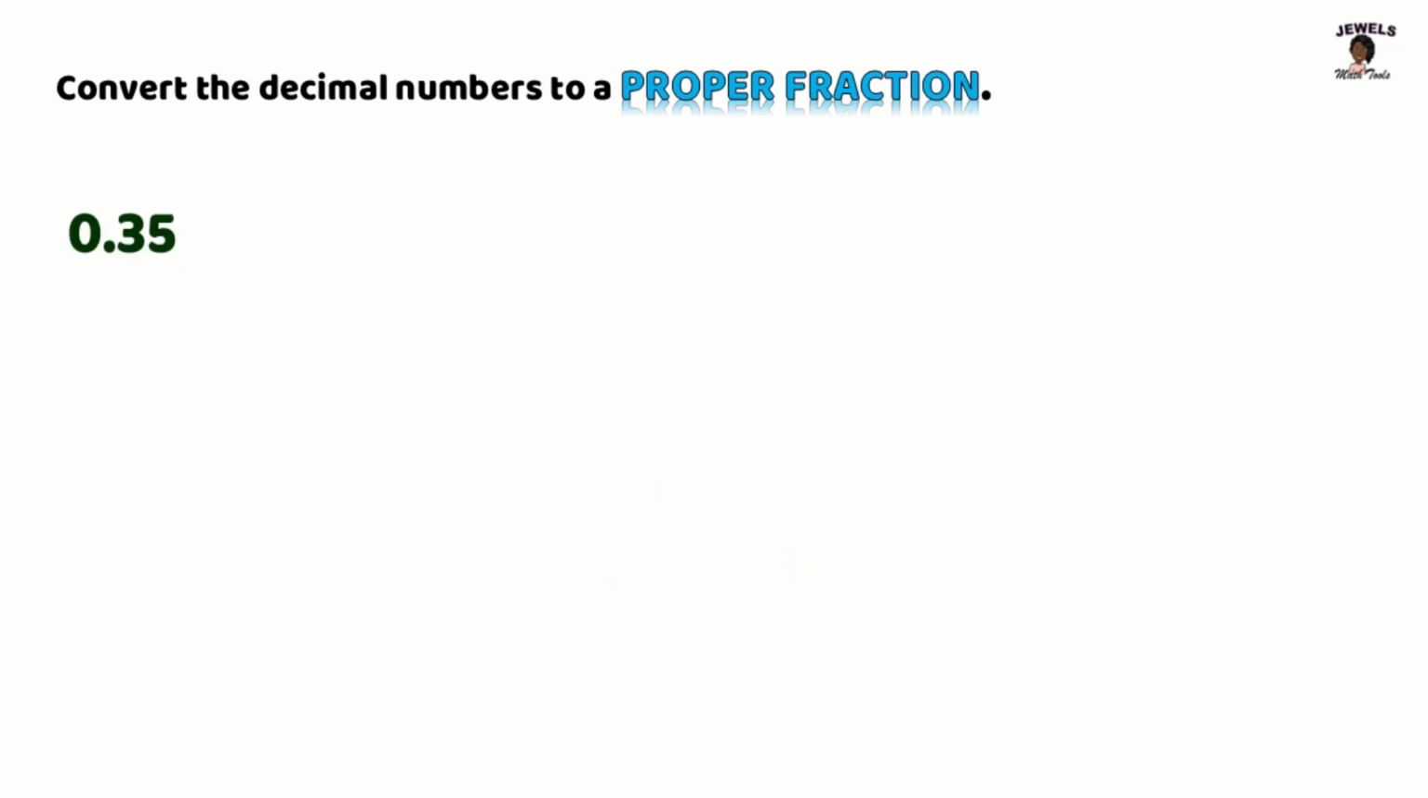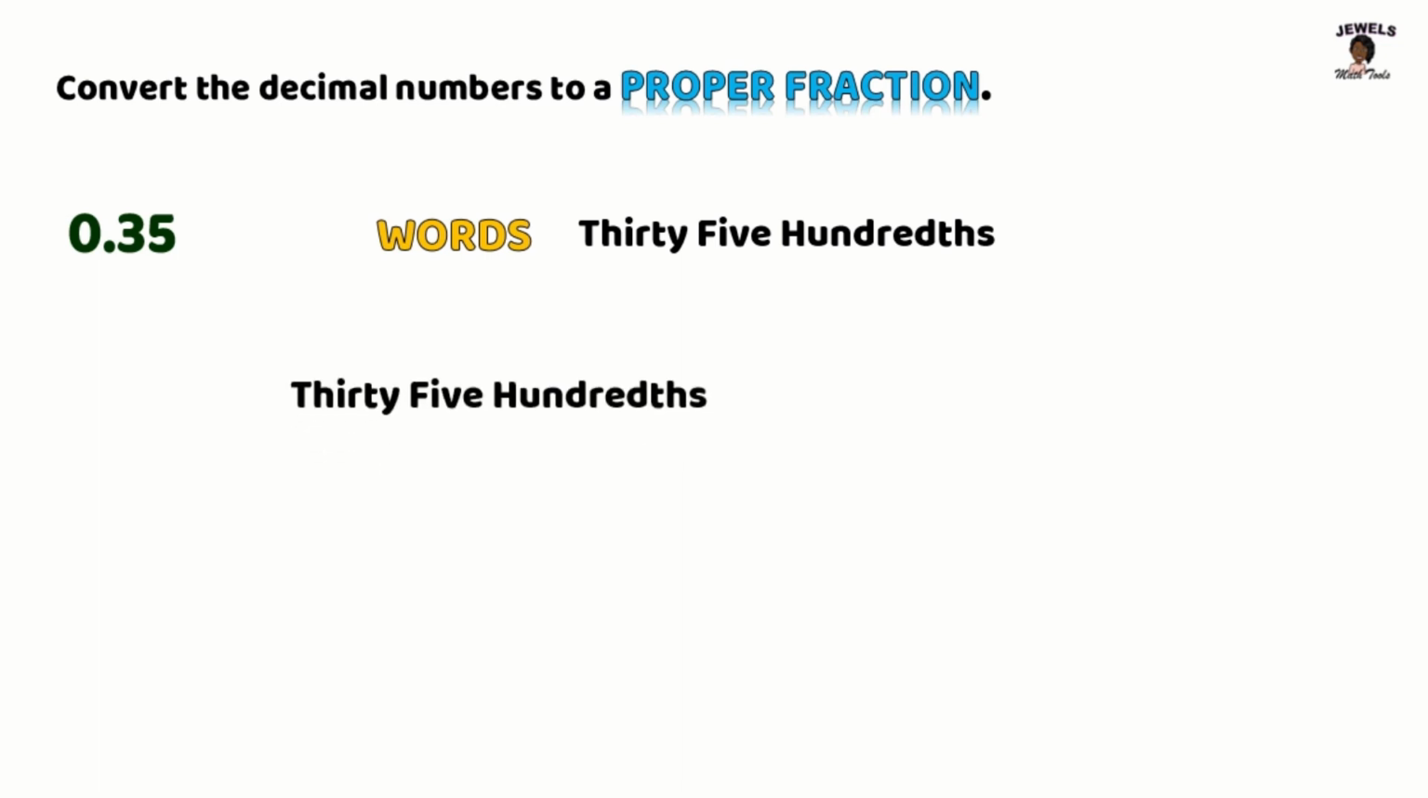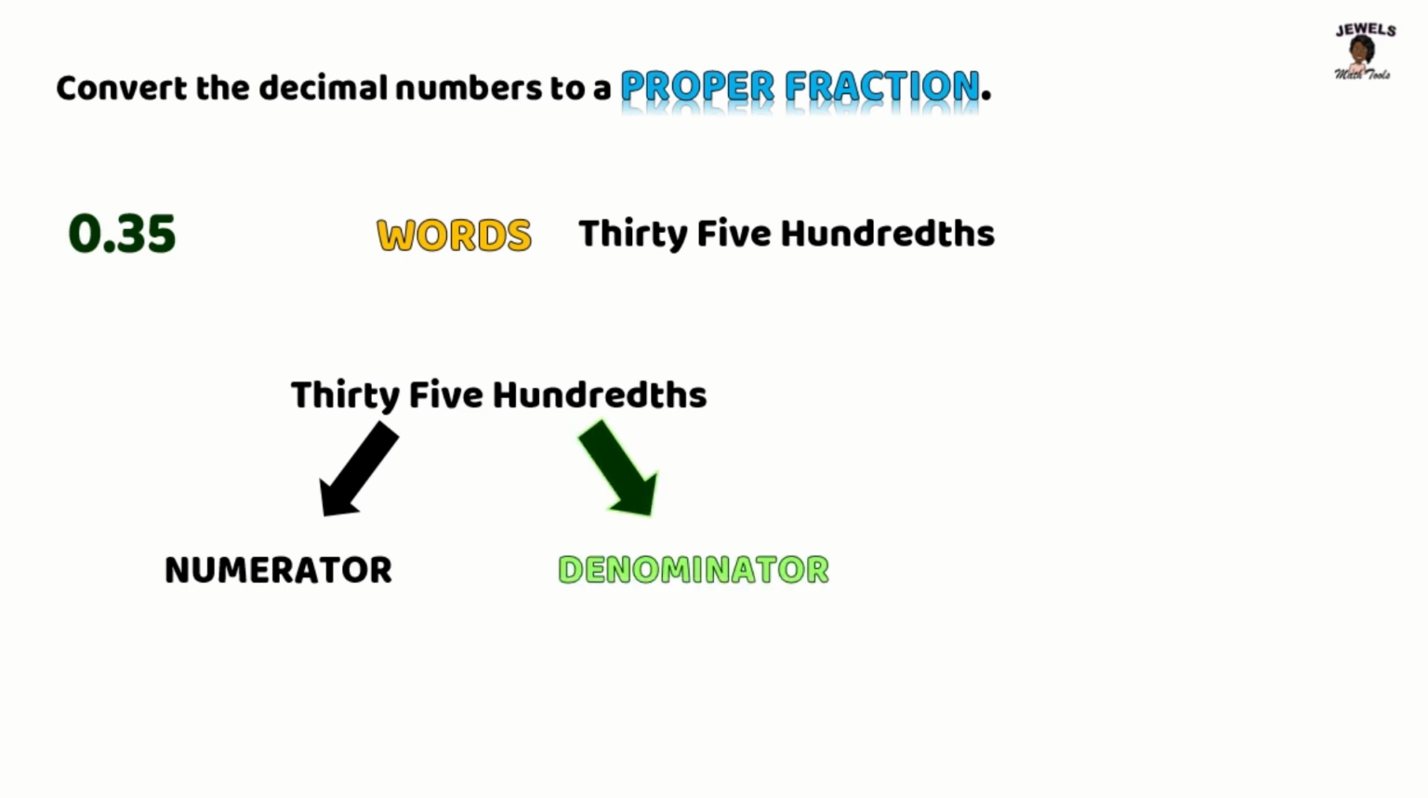Let's try another example. And again, I'm going to begin by writing out my decimal number in words, which is going to be 35 hundredths. And in looking at 35 hundredths as a whole, remember that my 35 will represent my number in my numerator. My hundredths will represent my number in my denominator. So as a fraction, I will have 35 in my numerator and 100 in my denominator.